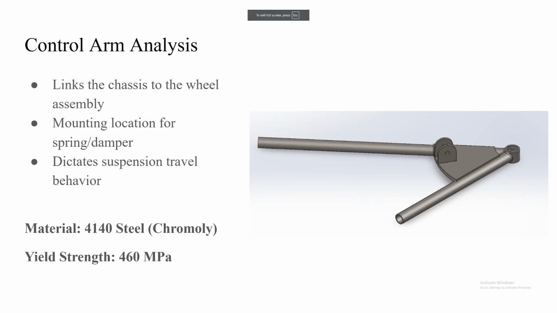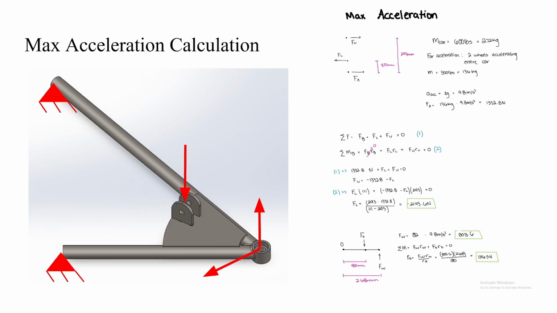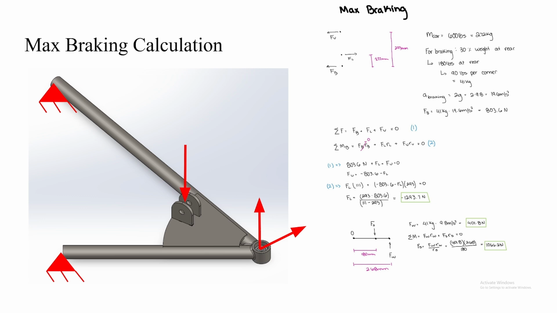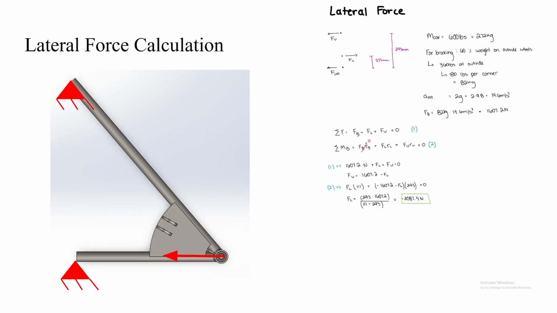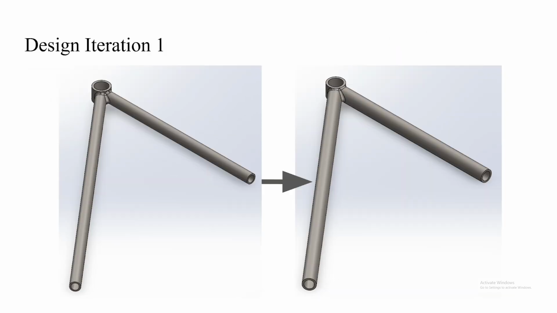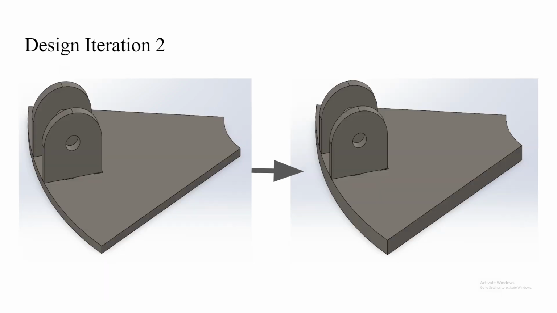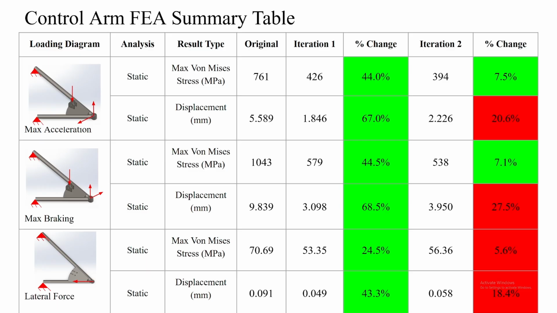The control arm is a component of the car's suspension, and these are made out of 4140 chromoly steel. We have load cases for maximum acceleration, maximum braking, and lateral force. In the first design iteration, there was an increase in the outer diameter of the tubing and wall thickness, and for the second design iteration, there's an increase in the thickness that mounts the spring and damper.